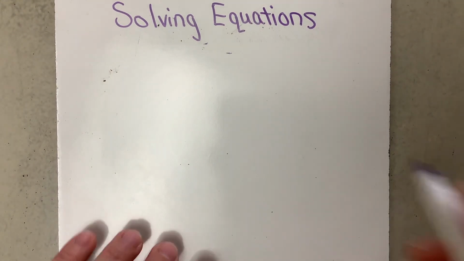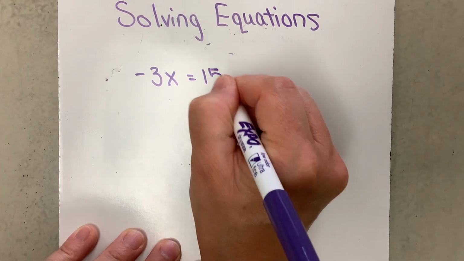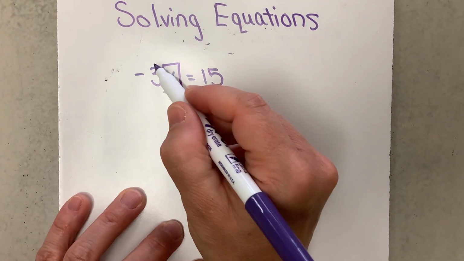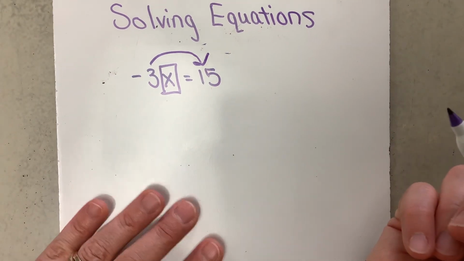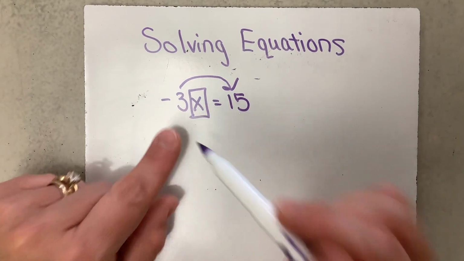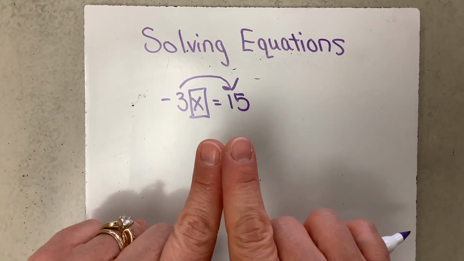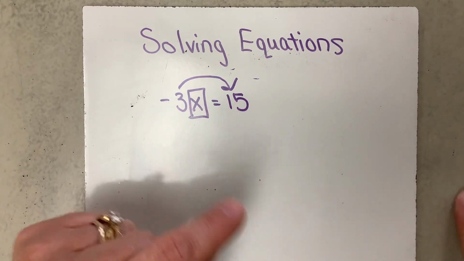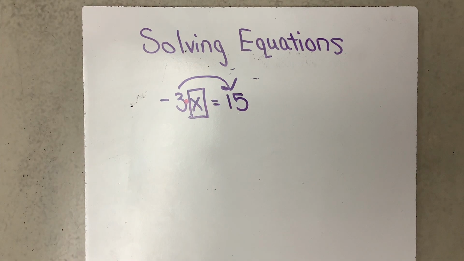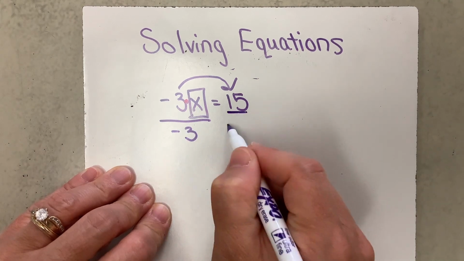The next problem we're going to look at is negative 3x equals 15. I want to solve for my x, which means I have to get that negative 3 on the other side. Now, right here, this is a coefficient and a variable. Whenever you have a coefficient and a variable together, to pull them apart, we need to do the opposite. So right now, this is actually being multiplied. So the opposite would be to divide. So we're going to divide both sides by the negative 3.